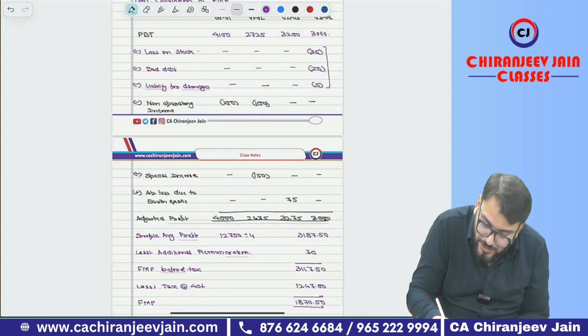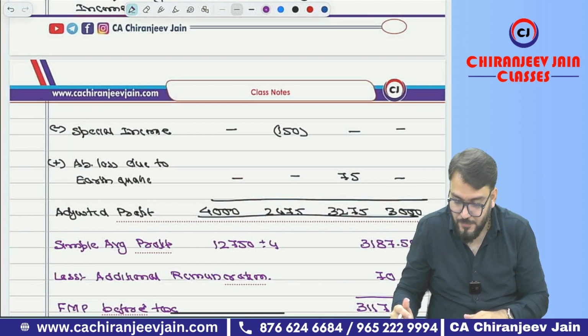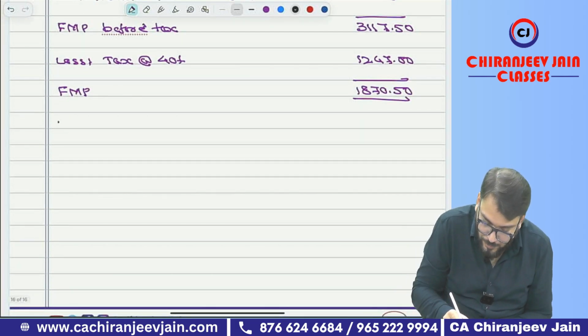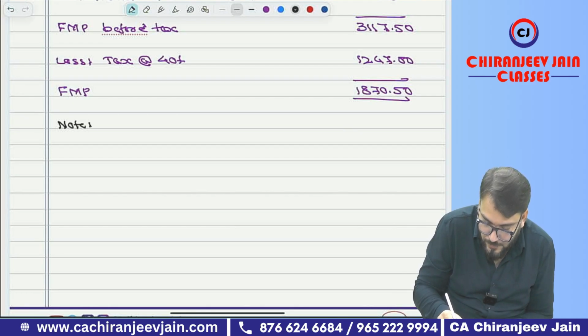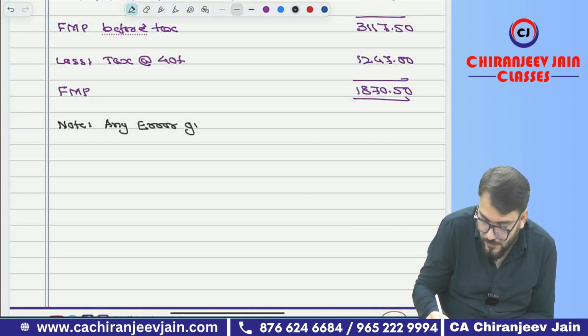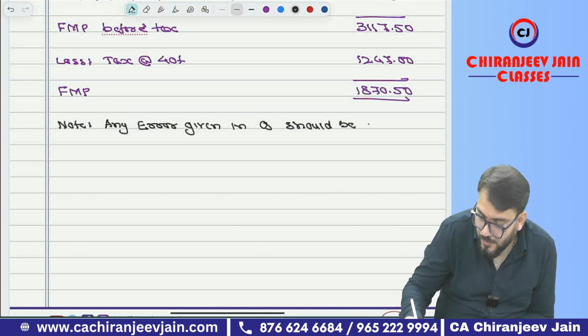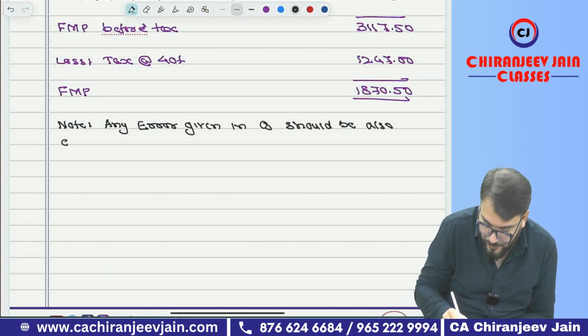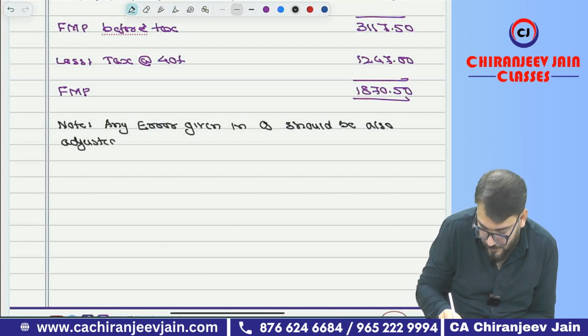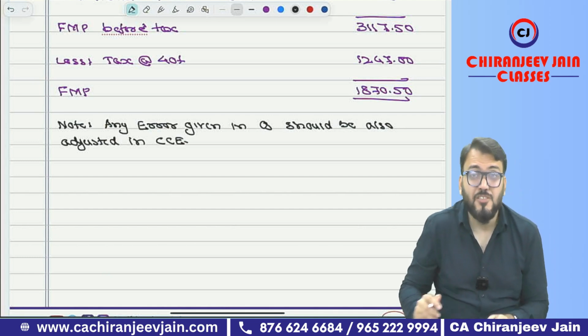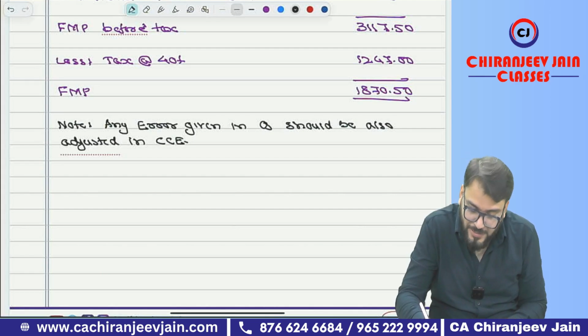Now be careful about these three adjustments. These need to be adjusted in closing capital employed. Write down one note somewhere: any error given in the question should also be adjusted in closing capital employed. This should also be adjusted to calculate closing capital employed. So be careful about it.